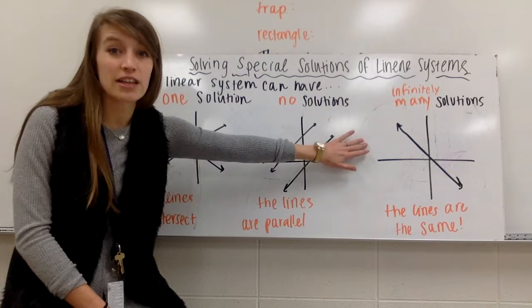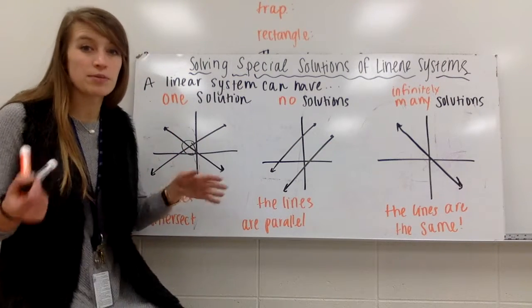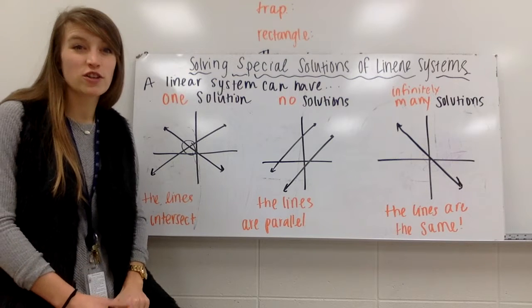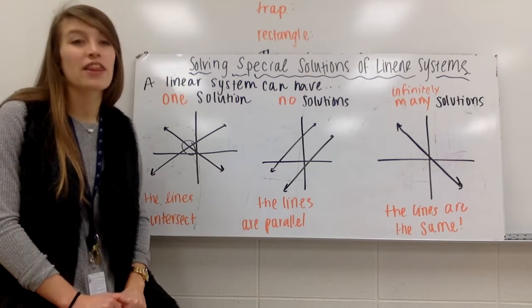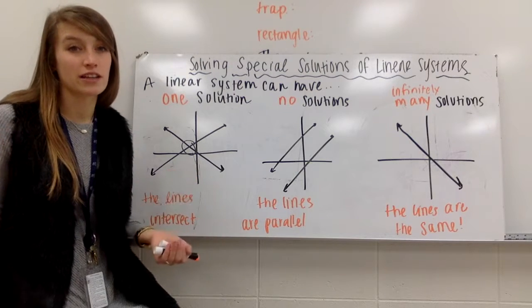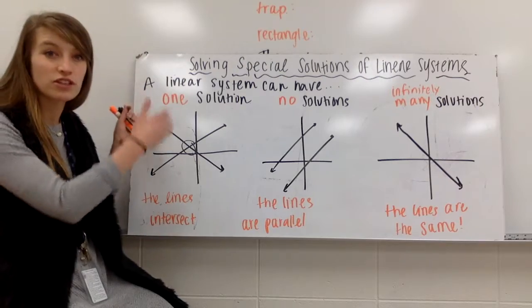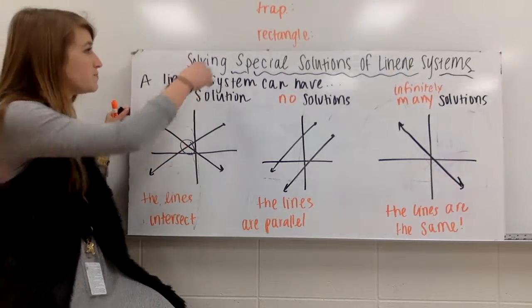In this case here, the lines are exactly the same, just written in a different way, manipulated. So if I have two lines that are exactly the same, they intersect at every point on the line, which would mean that there are infinitely many solutions. Let's try solving now that we know that these are my three outcomes.